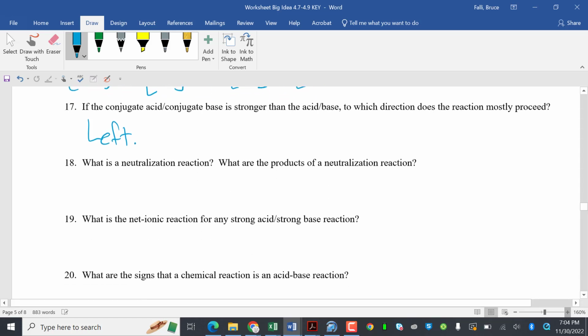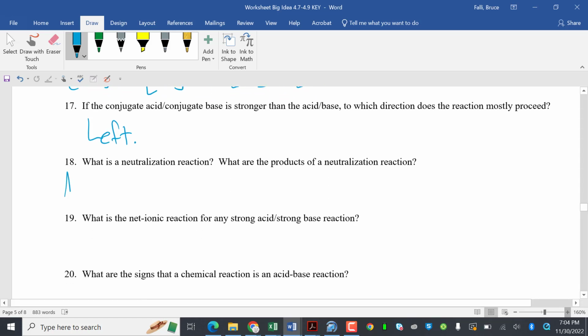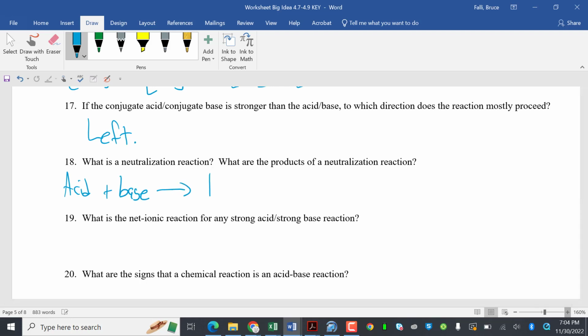What is a neutralization reaction? It is an acid plus a base, and it yields water plus a salt. I want to remind you that a salt is an ionic compound.